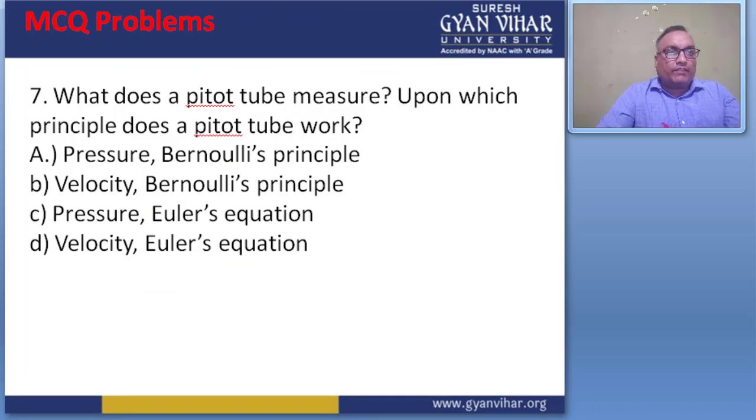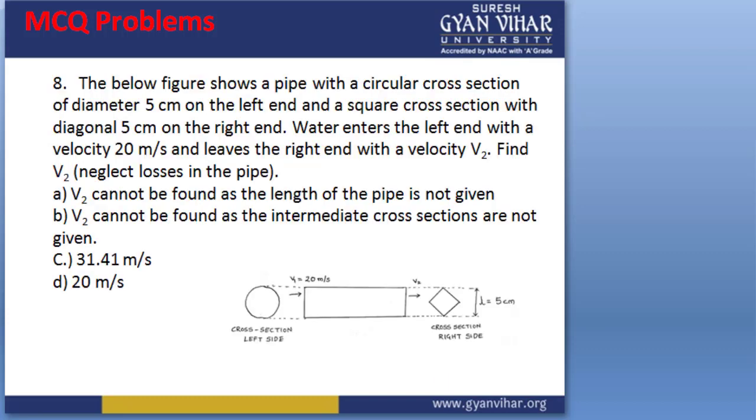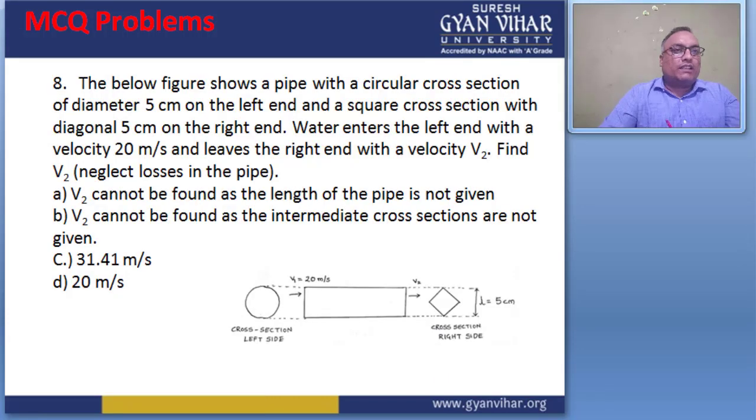Then move to question number 7. What does a pitot tube measure? Upon which principle does a pitot tube work? This is the Bernoulli's pressure principle. This is the correct answer for this question. Then move to the next question. For the next question, the below figure shows a pipe with a circular cross section of diameter this. So if you solve this problem, then C is the correct answer for this question.